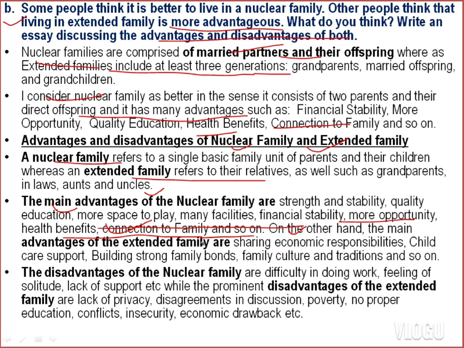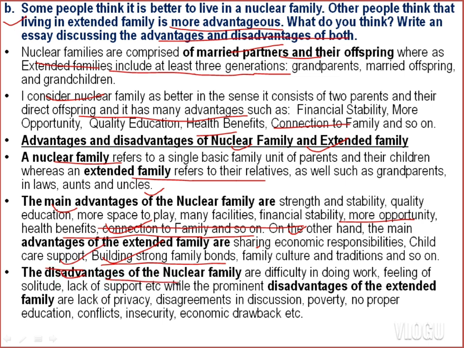On the other hand, extended family को एडभान्टेजहरु के छन् त, शेयरिङ इकोनोमिक रेस्पोन्सिबिलिटिज, चाइल्ड केयर सपोर्ट, यस बच्चाहरुको केयरमा सपोर्ट हुन्छ, बिल्डिङ स्ट्रङ फ्यामिली बन्ड्स, family culture, tradition, and so on. So these are the advantages of extended family. Now we will move towards the disadvantages.